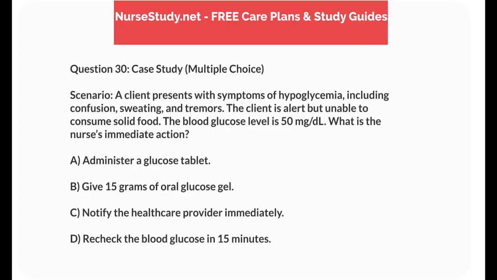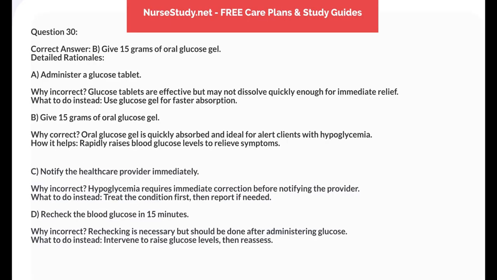Question 30, case study, multiple choice. Scenario: a client presents with symptoms of hypoglycemia, including confusion, sweating, and tremors. The client is alert but unable to consume solid food. The blood glucose level is 50 mg per deciliter. What is the nurse's immediate action? A. Administer a glucose tablet. B. Give 15 grams of oral glucose gel. C. Notify the healthcare provider immediately. D. Recheck the blood glucose in 15 minutes. Correct answer: B. Give 15 grams of oral glucose gel.